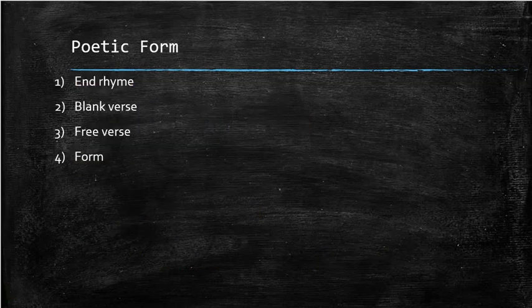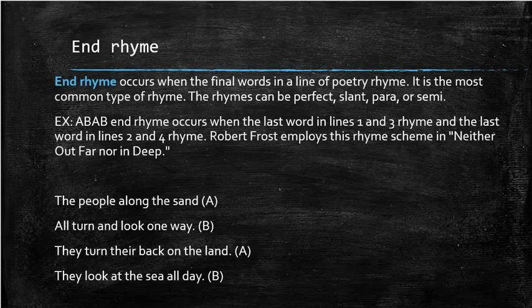Now we come to poetic form. In poetic form, we have end rhyme, blank verse, free verse, and more. End rhyme is one type of rhyme that is the most common in poetry. It occurs when the first line rhymes with the third, and the second rhymes with the fourth.